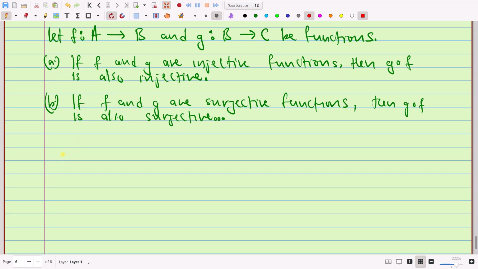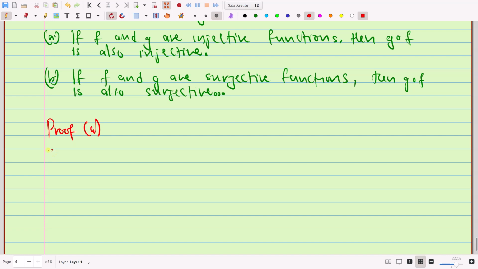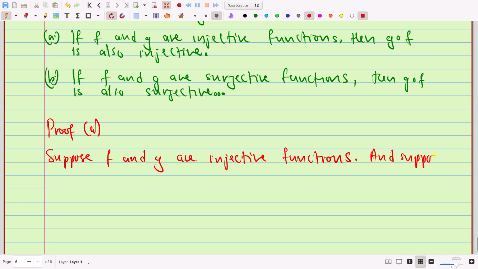So now what you want is to actually prove. I'm going to prove the first one, and the same logic can be applied to the second one. So let's do the proof for part A only. I'll say, suppose f and g are injective functions. You see? So let's suppose f and g are injective functions.